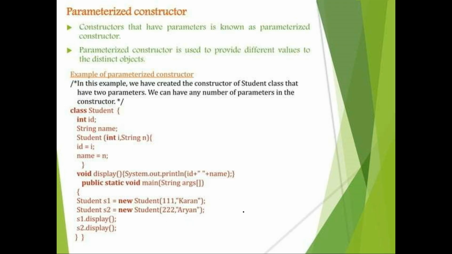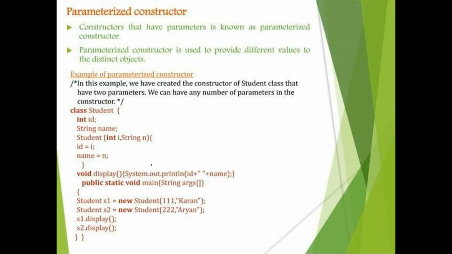So next we are going to see about the parameterized constructor. The constructor that has parameters is known as a parameterized constructor. The parameterized constructor is used to provide different values to the distinct objects. If we have any arguments in the constructor, it is called a parameterized constructor.